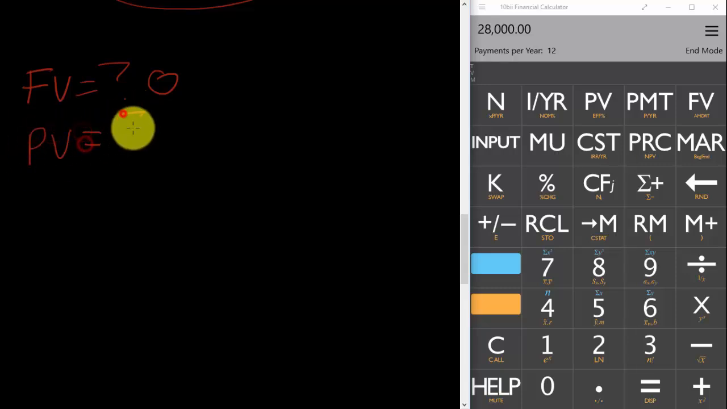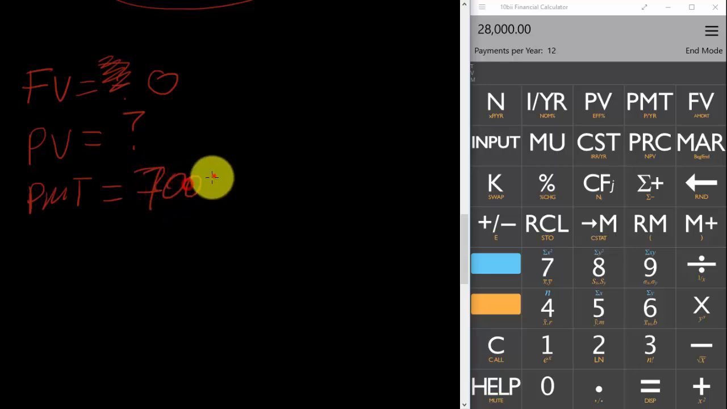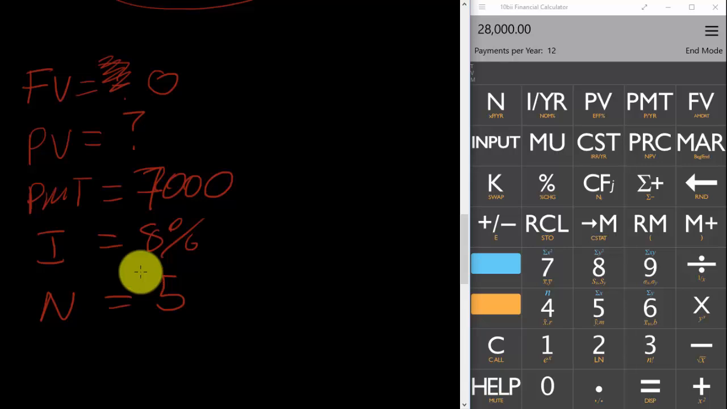Present value is, I don't know. I do know what this one is, it's 0. My payment is equal to 7,000. My interest is equal to 8%. And the total number of periods is equal to 5. We're compounding annually. Now let's talk about real quick why this is 0.